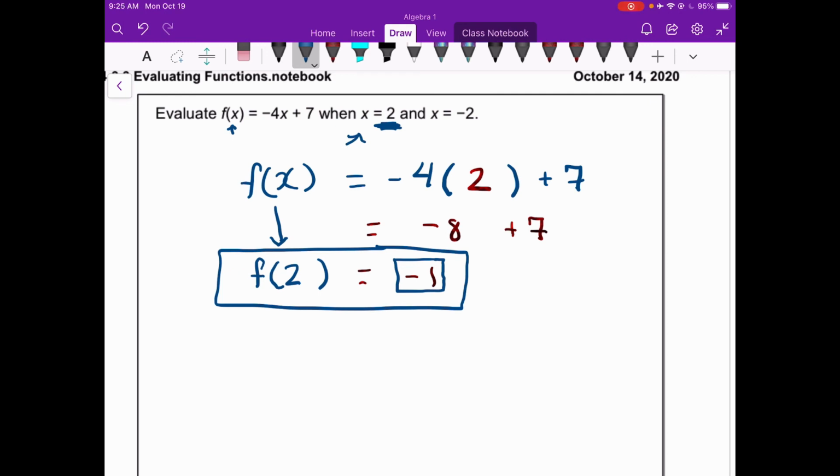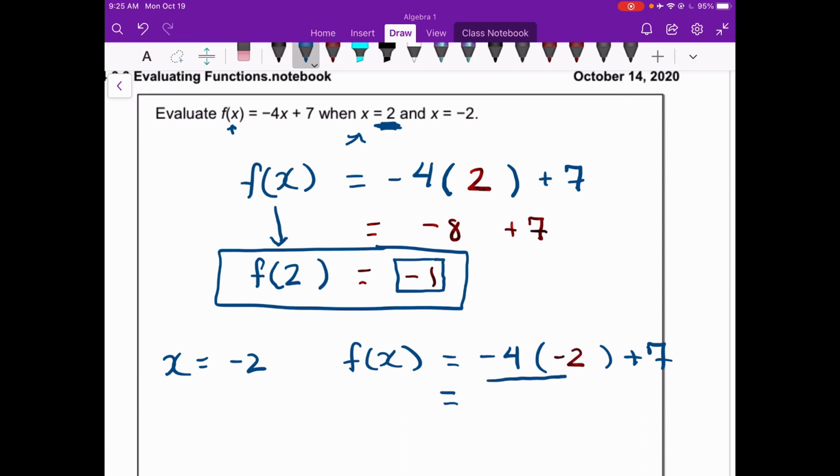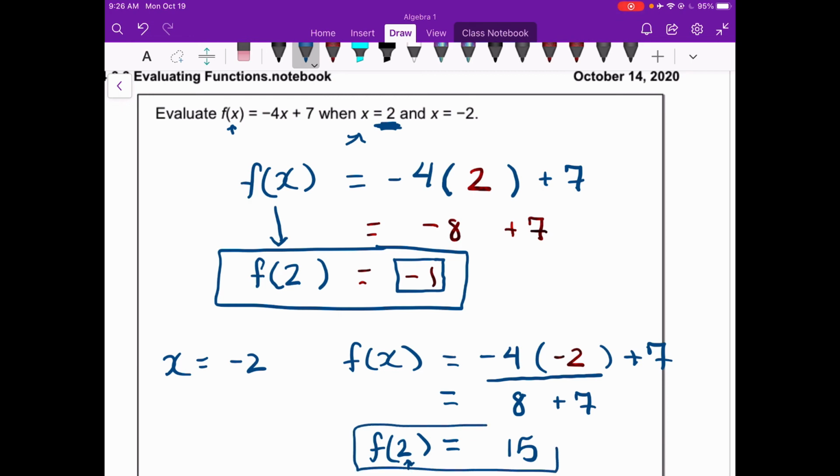Now let's evaluate for -2. When x is equal to -2, I'm going to plug in -2 where the x goes. So I plug -2 into my parentheses and I simplify. -4 times -2 is +8 plus 7. This is equal to 15. And again, when you write your final answer, it's nice to have the value you evaluated for inside your parenthesis. That's your final answer.